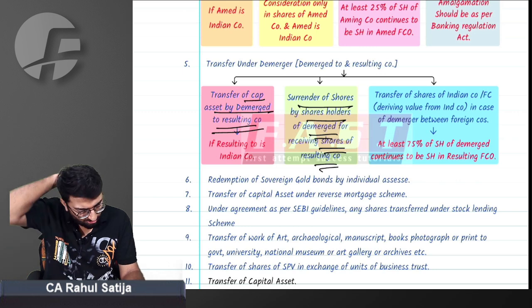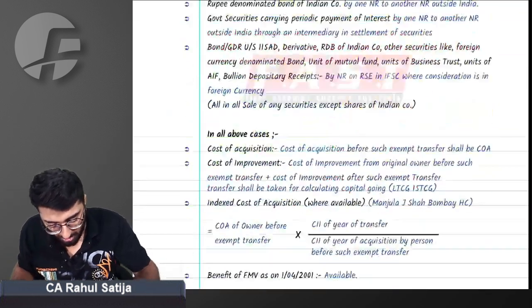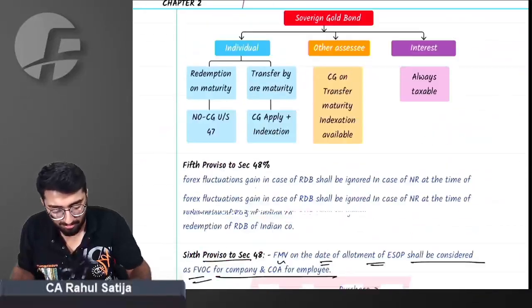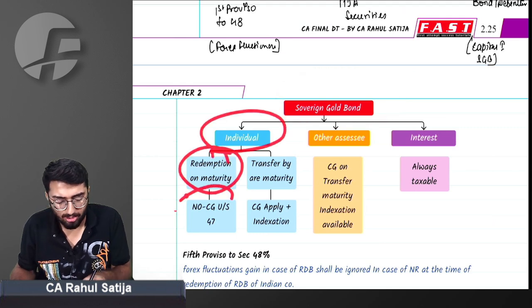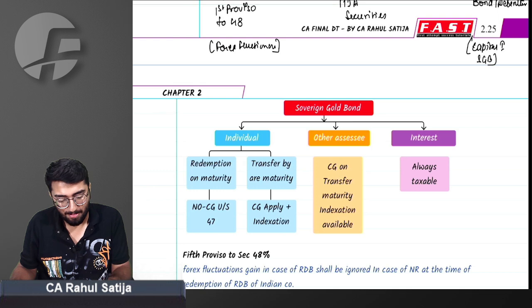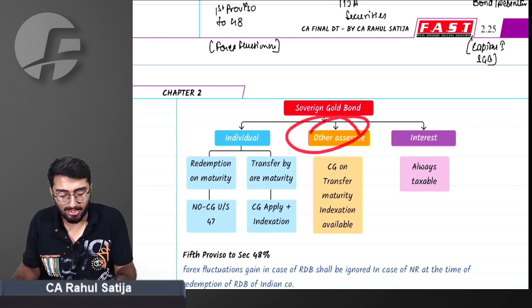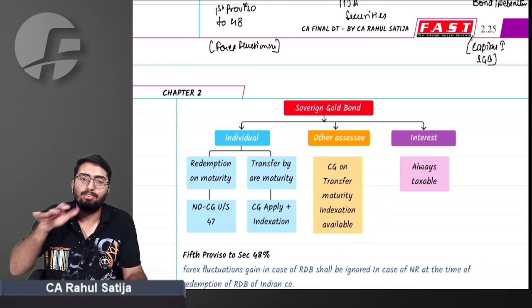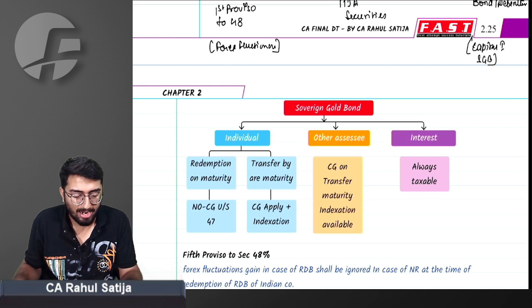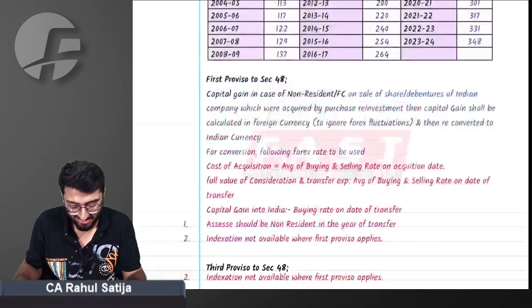Sir, we are getting confused. Can we have a chart for this? You asked for a chart and I cannot present? How is that possible? Sovereign gold bonds. Individual: redemption on maturity, no capital gain under section 47. Transfer before maturity, capital gain applies and indexation is allowed. Other assessees: capital gain on transfer and on maturity, indexation available. And interest is always taxable. Whatever you think of will be available in this book.